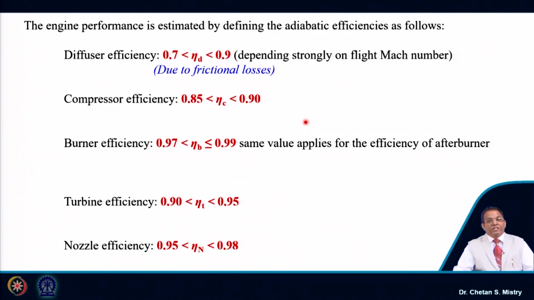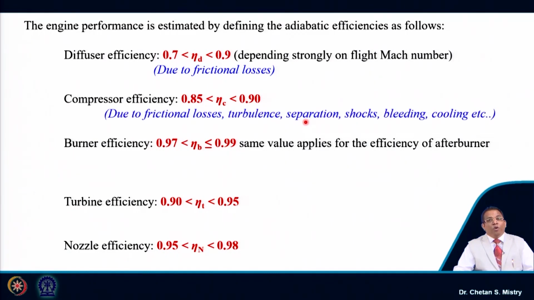When we consider the next component, the compressor, the efficiency will be in the range of 85% to 90%. As of now, with the new engines, the companies are claiming this efficiency to be in the range of 92% also. What we have discussed are the losses because of friction, turbulence, separation, shocks, bleeding and cooling. All these bring the losses in the compressor, and that is the reason we have efficiency in this range.